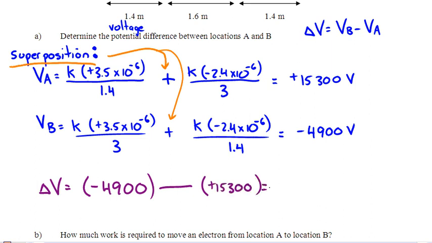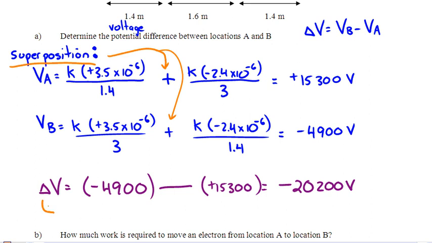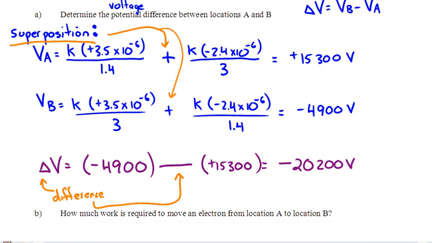I get a pretty big change, negative 20,200 volts. There's been quite a U-turn going on here, right? We've gone from a positive voltage to a negative one, so it's an aggressive change. But just pointing out again, because we're doing a difference, that's what this Greek letter delta is all about. Because we're doing a difference, we had to do a subtraction in here. Okay, great. So far so good.